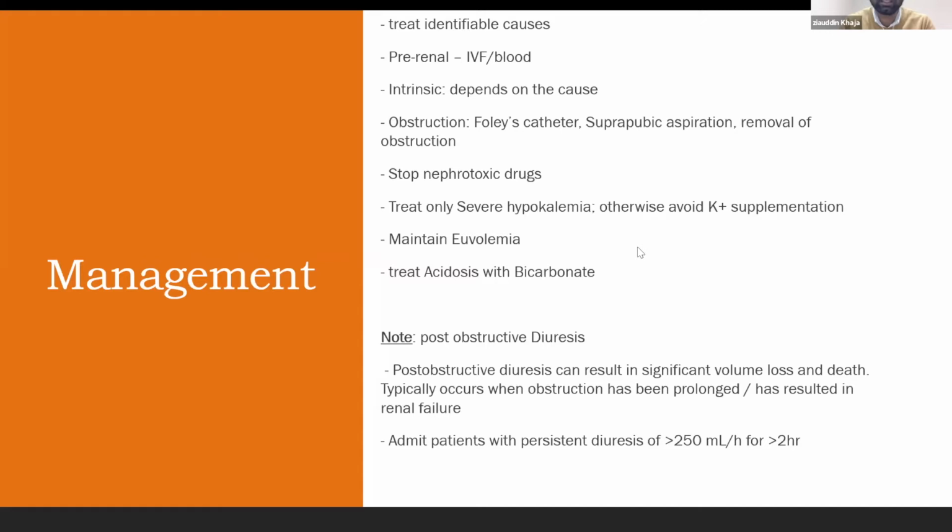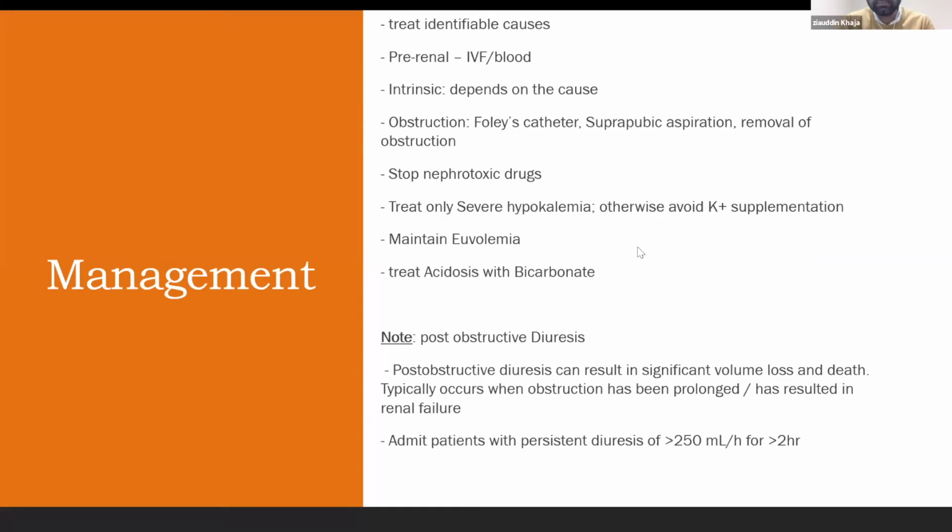So let's say like a huge calculi that is obstructing the ureter or the pelvis of the kidney, then you might want to consider discussing with your urology colleagues, and then thinking about removing that obstruction. And then if there are any nephrotoxic drugs the patient is taking, then we're thinking about stopping them.